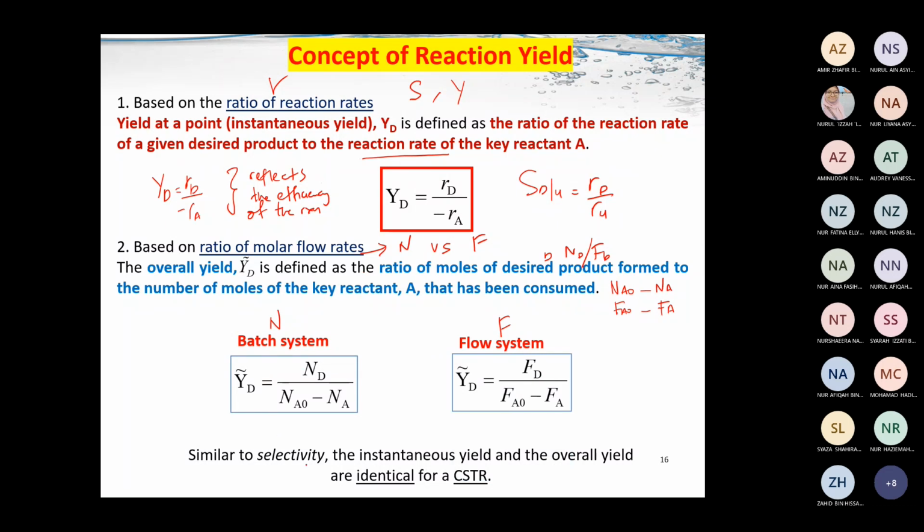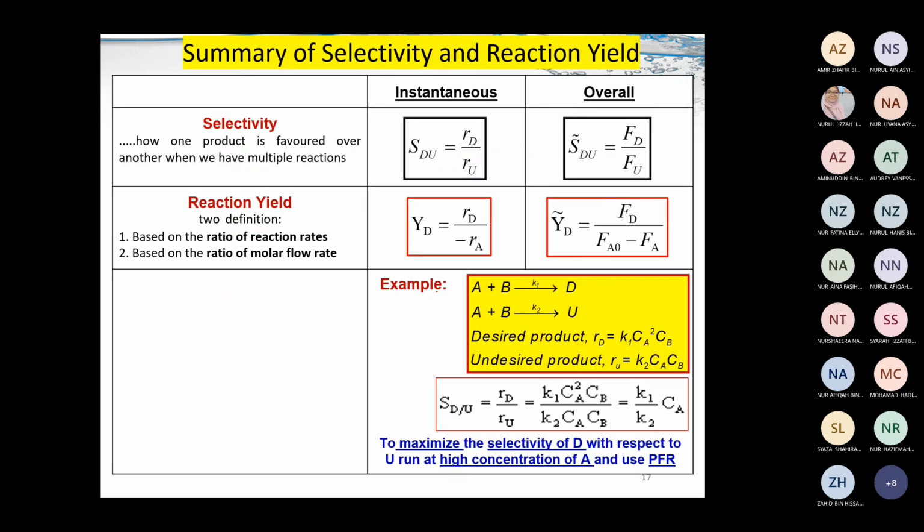Okay, so similar to selectivity, the instantaneous yield and the overall yield are identical for a CSTR. Okay, so sama juga boleh applicable to CSTR. Alright. Okay everyone, nanti saya tekan satu lagi slide, kita rehat sekejap lepas tu.